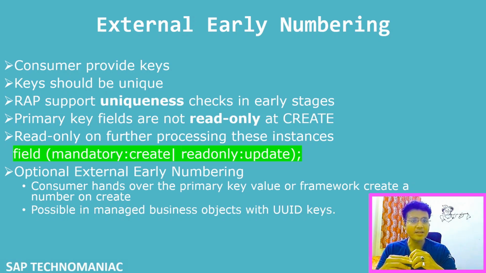And apart from that, the most important thing: if you are doing external early numbering, that particular primary key should be editable in the create stage and should not be editable when you are modifying that particular instance. But currently, in our case, both cases are editable, even in edit mode. I will show you. When I created the travel instance, now I will open 5002. In edit mode, I can edit the primary key.